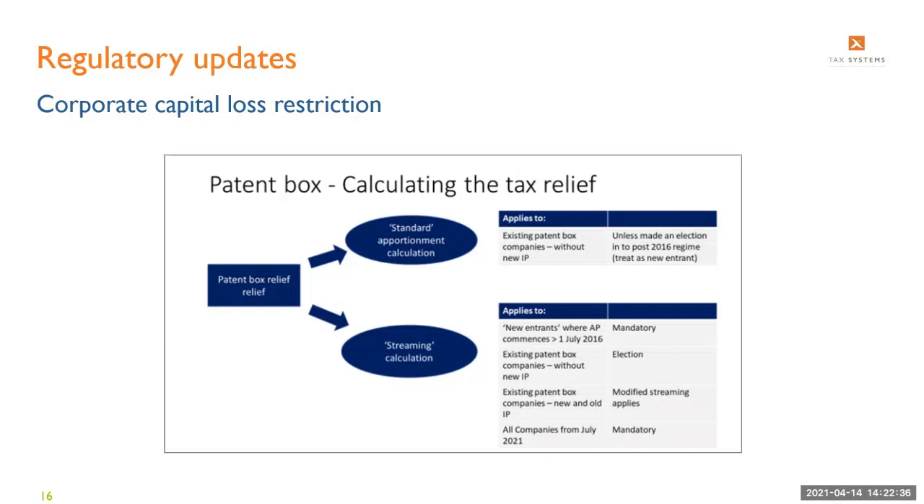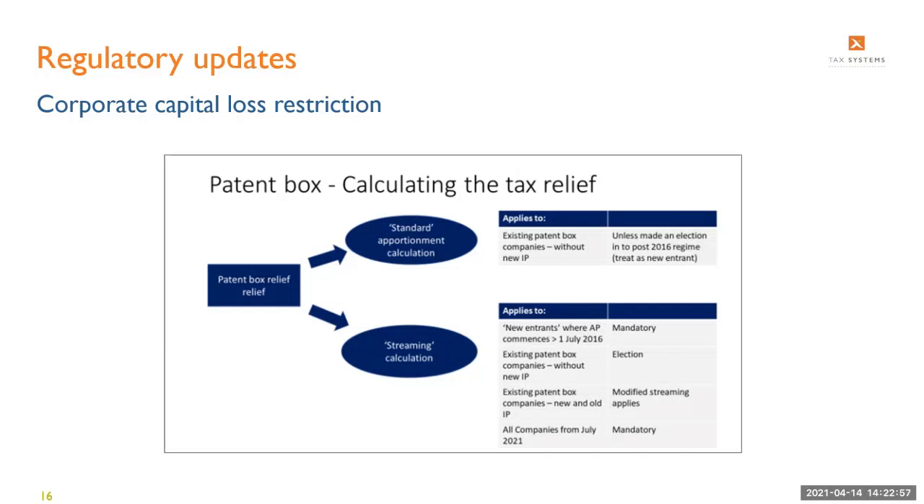However, as we've all come to accept, tax is never straightforward, and there's not actually a 10% rate at all. What you do is perform a calculation which reduces your taxable trading profits by a proportionate amount, which has the effect that when you tax those profits at 19%, you're effectively applying a 10% rate on those income streams.